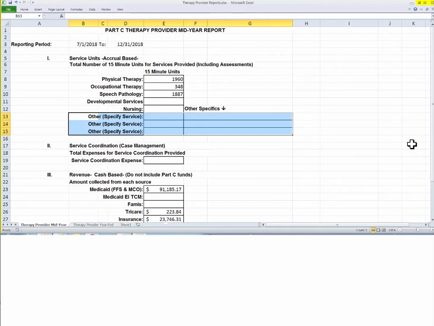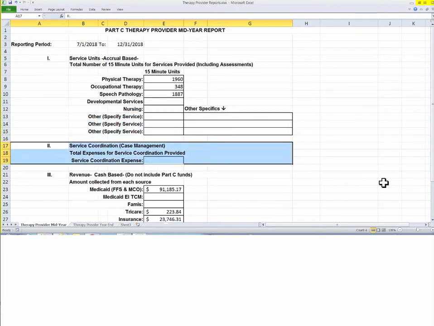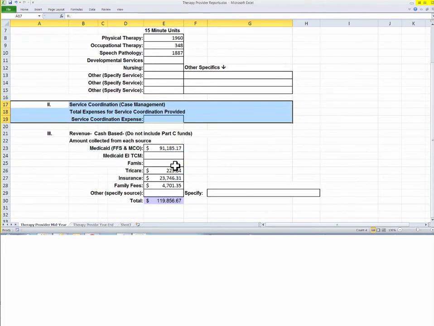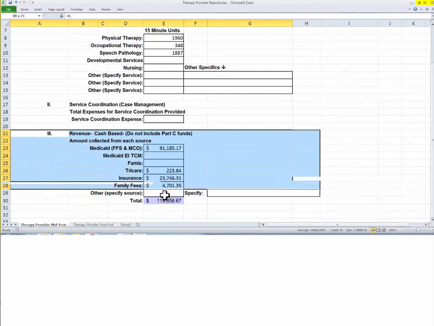vision and social work. In Section 2, you're going to cover your service coordination for your case management cost. In this block, you're going to put the salary, the benefits, and the mileage cost for those people that are providing your service coordination services in the home. In Section 3, you will discuss revenue.